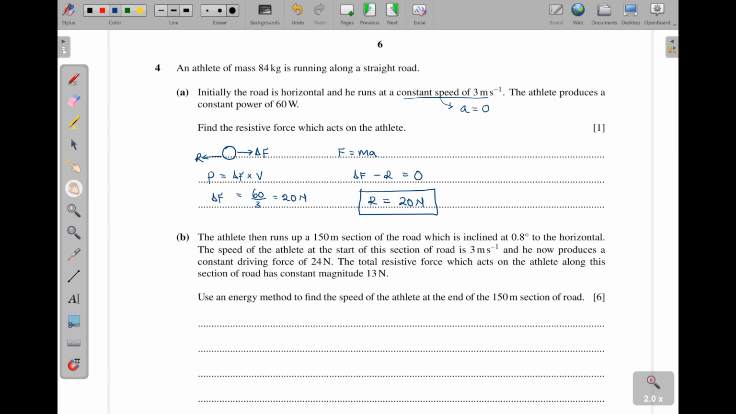Then part B, the athlete runs up a 150 meter section of a road which is inclined at 0.8 degrees to the horizontal. The speed of the athlete at the start of the road is 3 meters per second, and he now produces a constant driving force of 24 newtons. The total resistive force which acts on the athlete along this section of the road has the constant magnitude of 13 newtons.